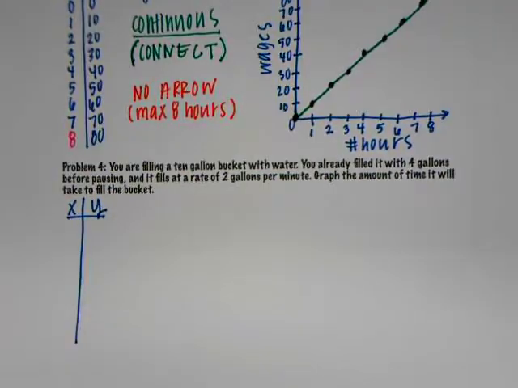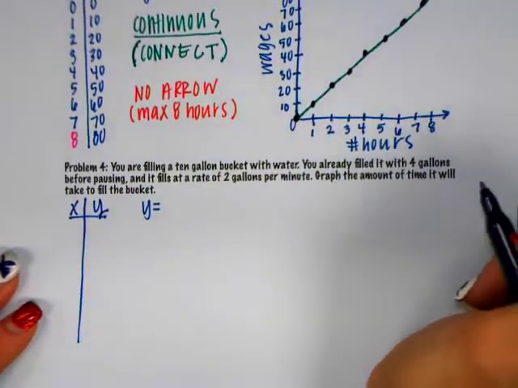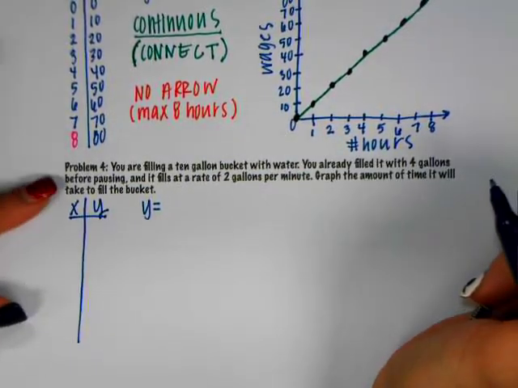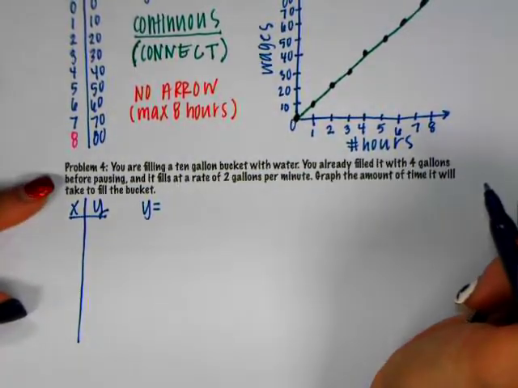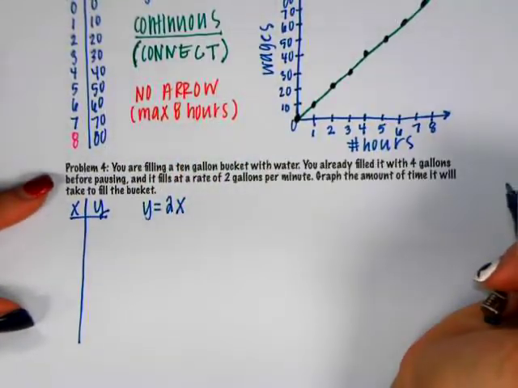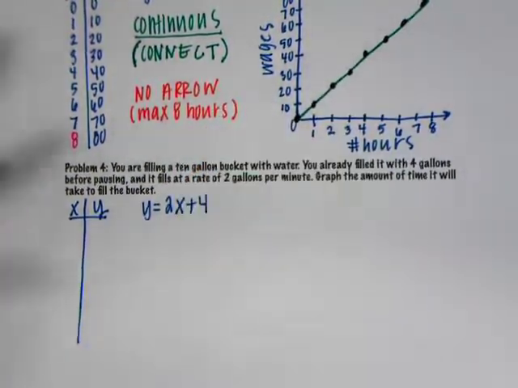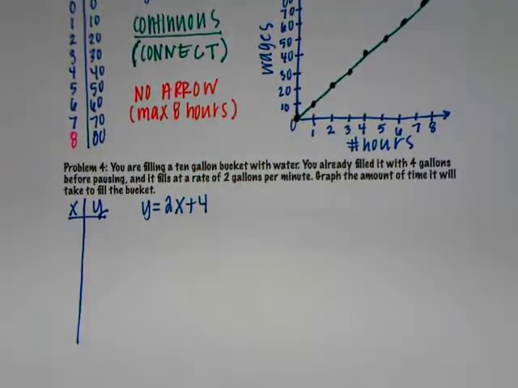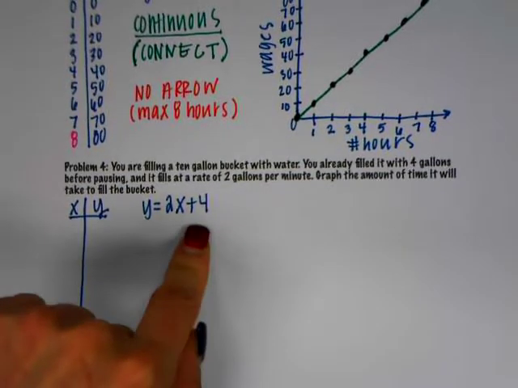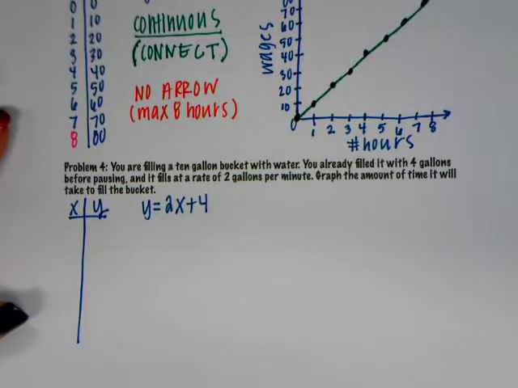All right, so equation. Y equals, so what's the rate that I'm filling it at? Yep, 2 gallons per minute, so 2x, and then how much do I already have? 4, so plus 4. So 2 gallons per minute plus the 4 gallons you already have in the bucket. Okay? All right.